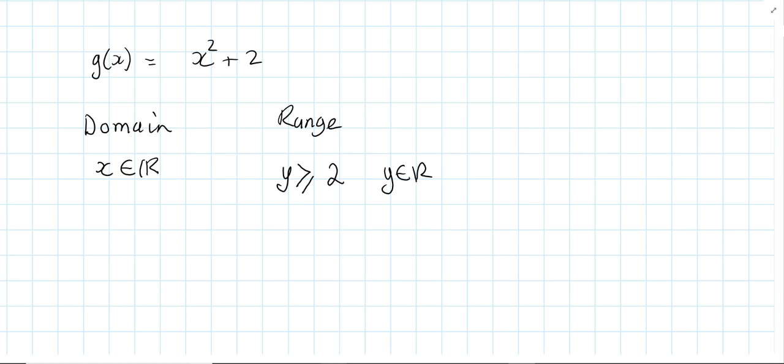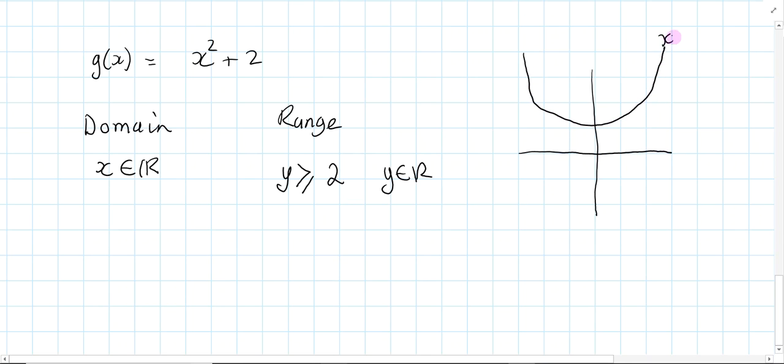Do you know why? Because if I were to draw the graph of y equals x squared plus 2, it looks like this. That's x squared plus 2. Where does it cross? At 2. It will never go below. It will go on up for infinity. The lowest that we'll get to is 2. So the range of this function is not anything. It's 2 or higher.